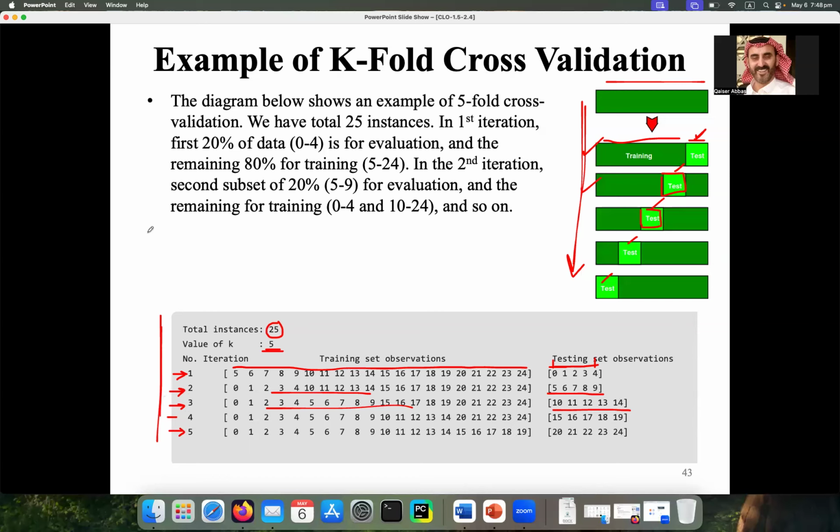The theoretical description of these numbers is written here. This diagram below shows an example of five-fold cross validation having 25 instances initially. In the first iteration, 20% of the data, which is from 0 to 4, is used for evaluation or test data, and the remaining 80%, from 5 to 24, is for training, as mentioned here. Similarly, second iteration, third iteration, and so on. This is an example for that.